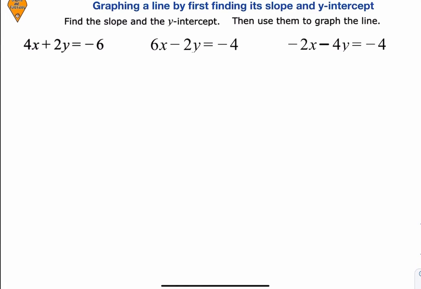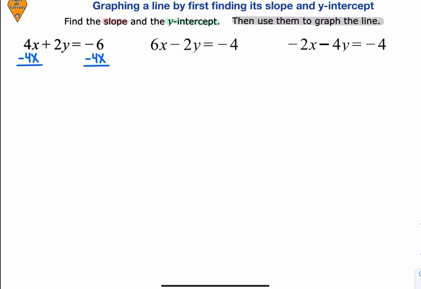To graph each of these lines, we want to start by solving the equation for y. If we solve each equation for y, it will make the slope and the y-intercept stand out. This is a shortcut for graphing. After we have the slope and the y-intercept, we'll be ready to graph. Starting in that first example, let's solve for y.